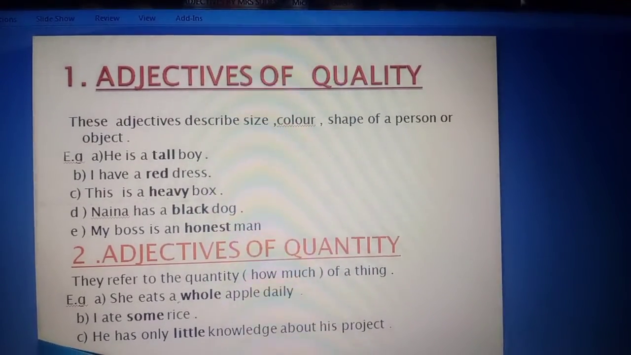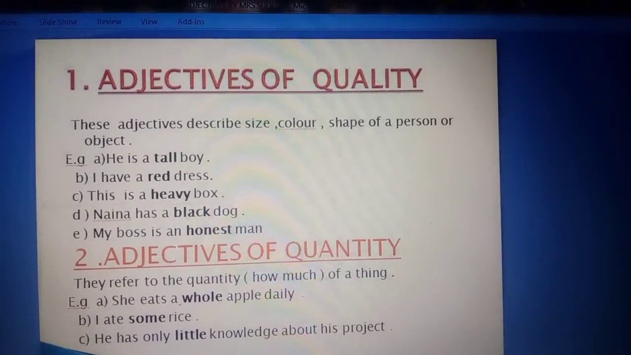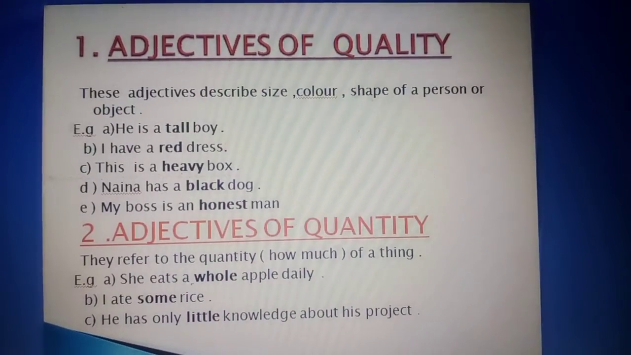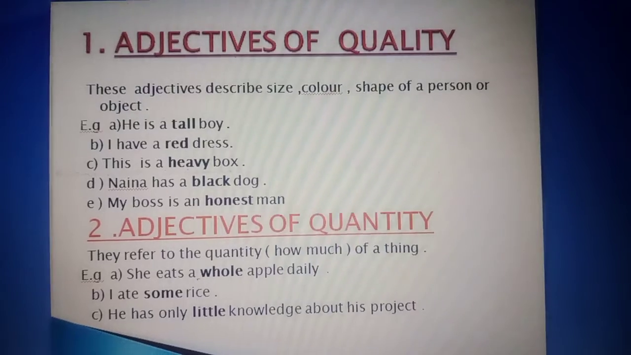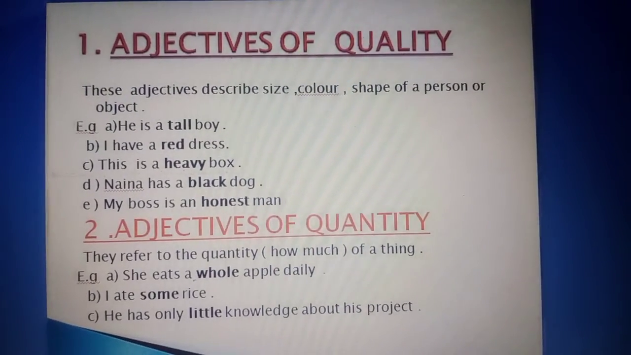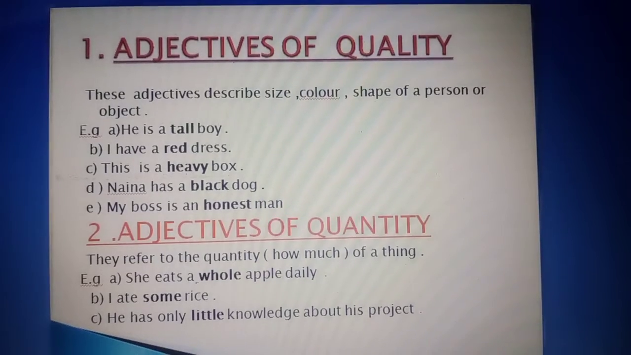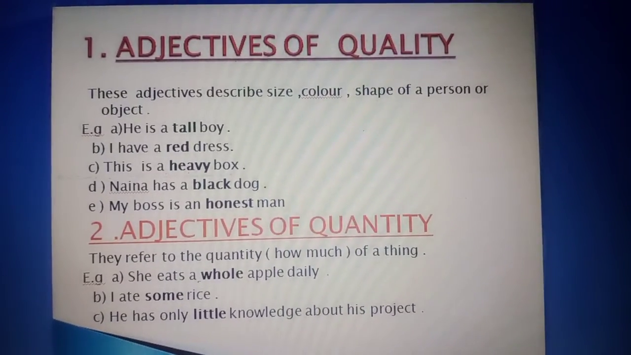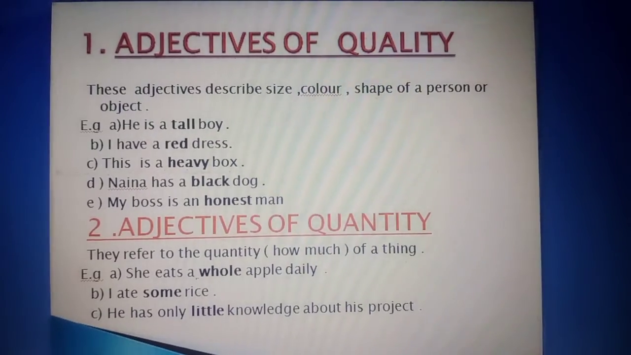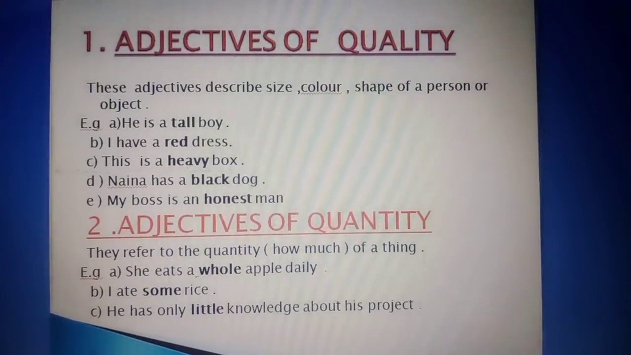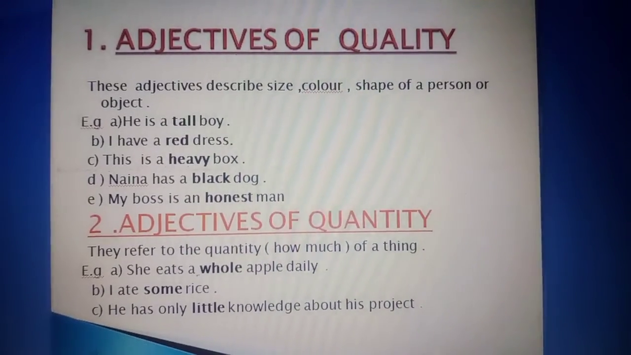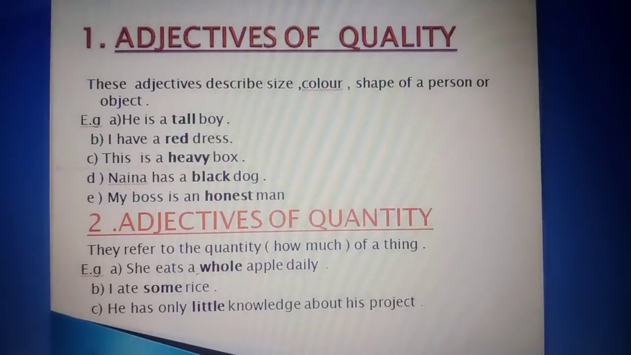Now we'll switch to another type, adjectives of quantity. They refer to the quantity, how much of a thing. Means we'll talk about how much thing we are talking about. See the example, she eats a whole apple daily. How much? Whole. So whole is an example of adjective of quantity. See the another example, I ate some rice. How much? Some rice. So some is also an example of quantity.